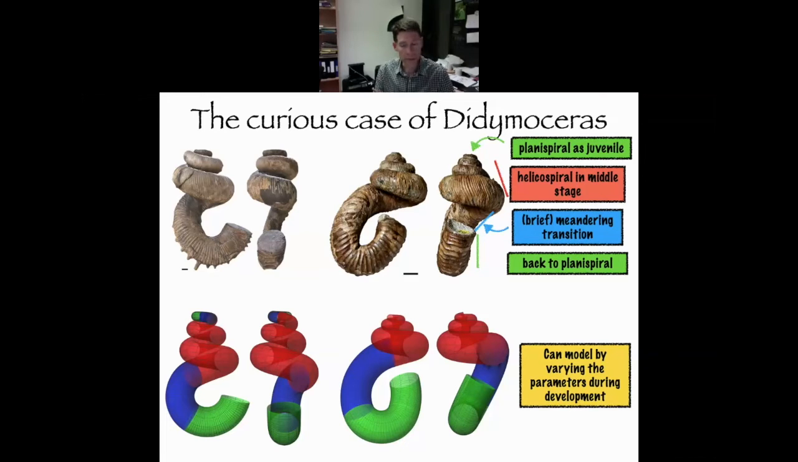In other words, if my parameters are going to somehow transition to go from planar spiral to helicospiral, the model suggests that you can only do that if you pass through the meandering stage, which is quite interesting, that that's what these shells seem to do.